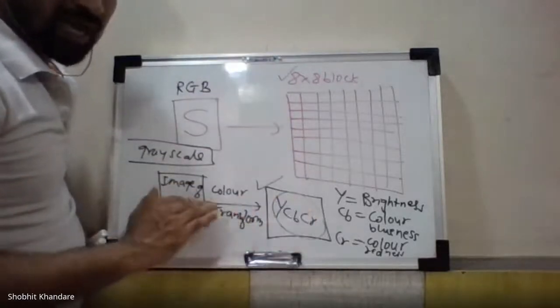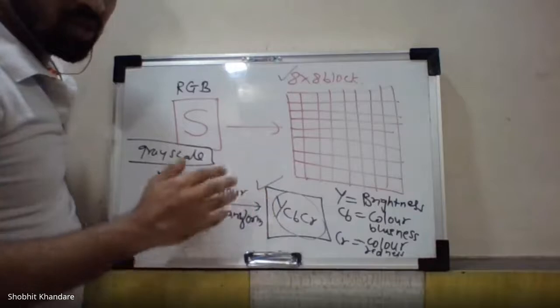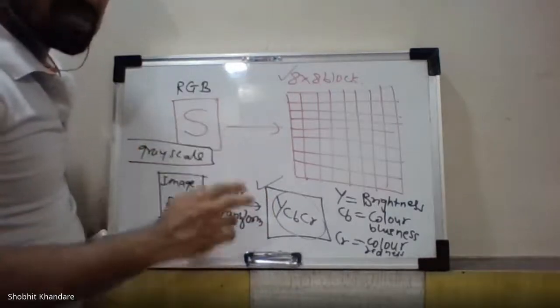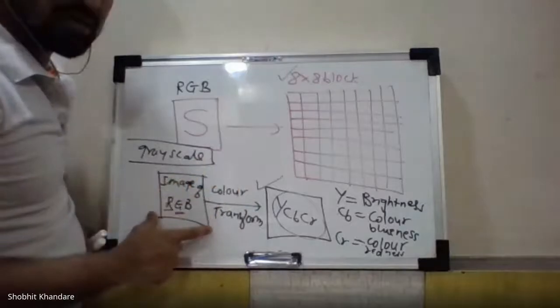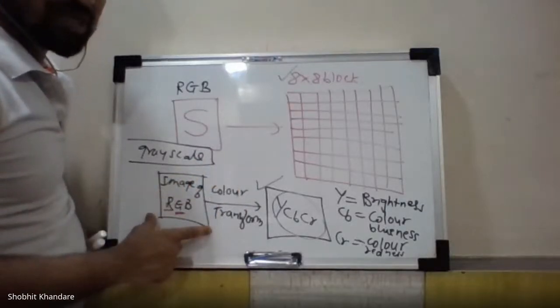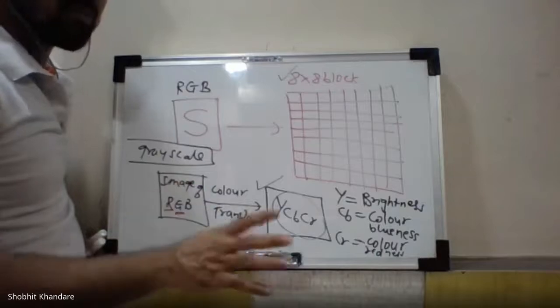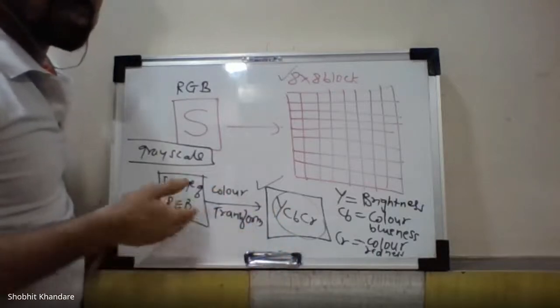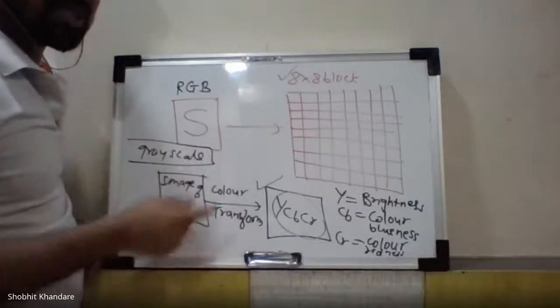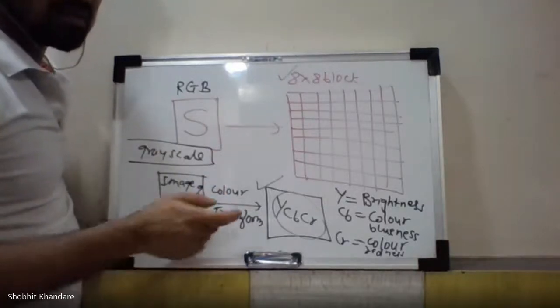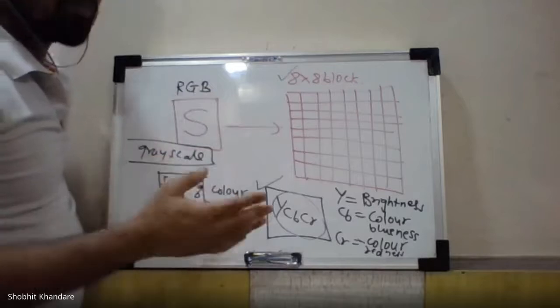So here, in the compression, you are compromising with the data, because the unwanted data is removed, it is discarded. That is why it is lossy. It is not lossless. Image compression is a lossy compression, in which you are removing the unwanted data.